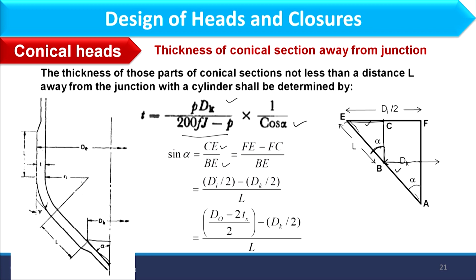Then further I can replace Di with this, where Ts is the standard thickness of the shell, because it is available at this particular section where the conical section has an inside diameter equal to the shell. And further resolving this expression, you can find the final expression for dk. So dk you can find out in this way.